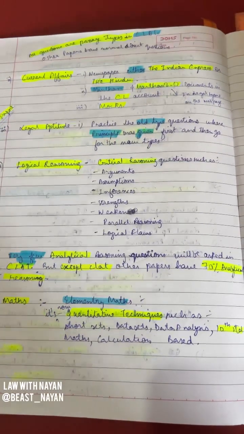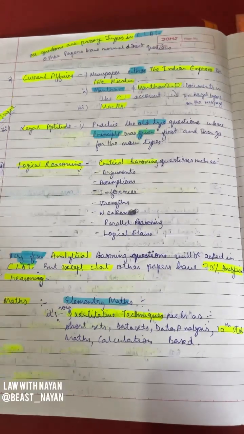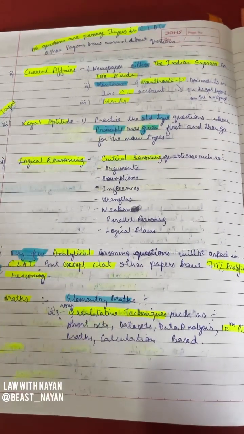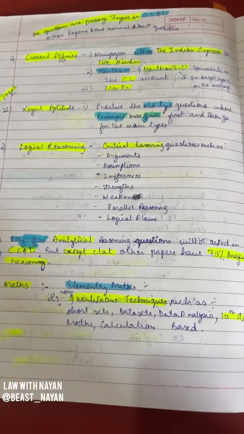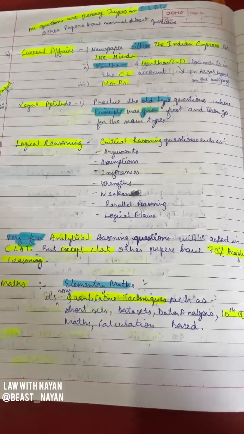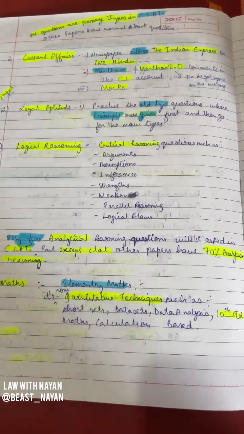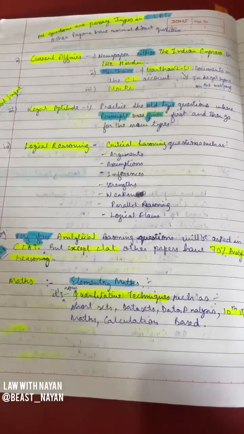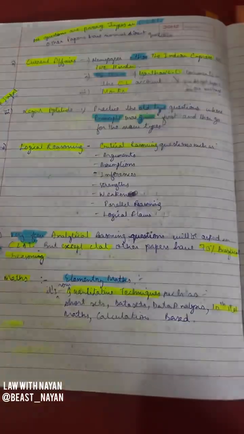Next is the logical reasoning section. This section contains about 25 to 30 questions, and the questions are critical reasoning questions such as arguments, assumptions, inferences, strengths, weaknesses, parallel reasoning, and logical flaws. Here too you are given long passages, and on the basis of that passage you have to answer the questions that follow. I'll be making a separate video very soon on this topic.